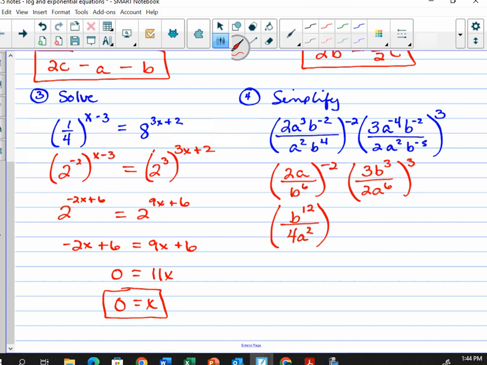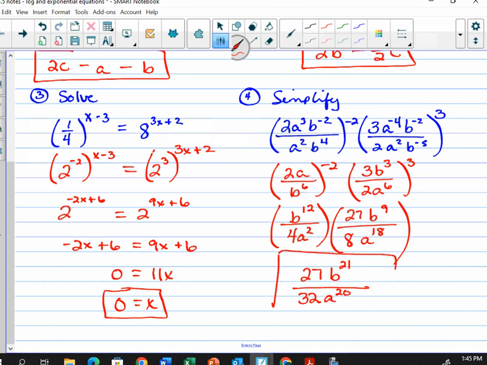Then no negative on the second one, so I'm just cubing everything. So 3 cubed is 27, b to the 9th, and then 2 cubed is 8, a to the 18th. Are you okay to that point? Yeah. Okay. Does anything cancel out? No, the b's are all in the numerator, a's are all in the denominator. So I just end up with 27 b to the 21st over, I can multiply there, 32 a to the 20th. And that's it. How'd we do?